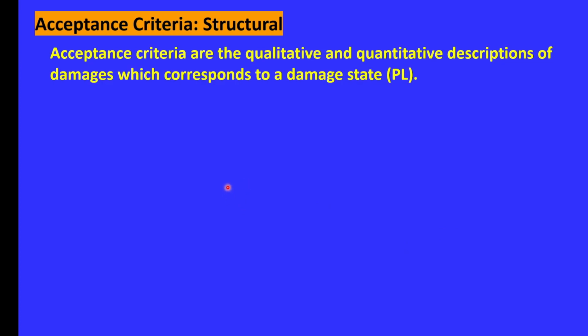We further go into the acceptance criteria for structural performance level. Acceptance criteria are the qualitative or quantitative descriptions of the damages which correspond to a damage state or performance level. We have said, say, life safety performance level. So what are the acceptance criteria which, when satisfied, we shall call it as life safety level? So those criteria are discussed here.